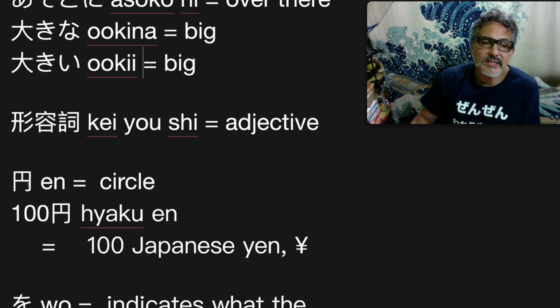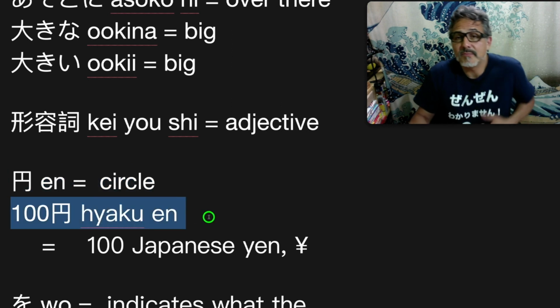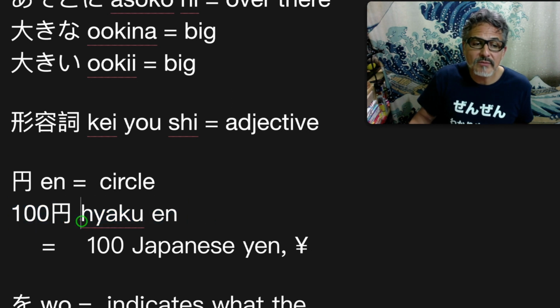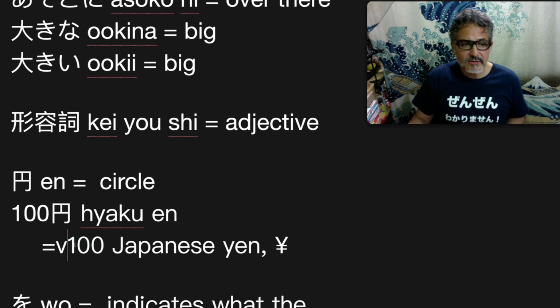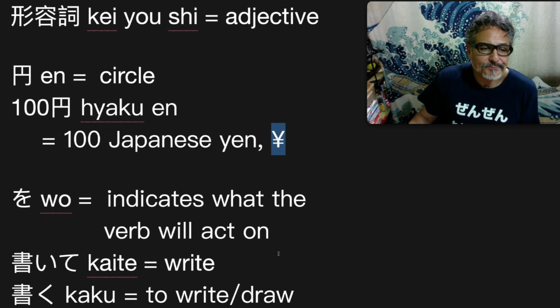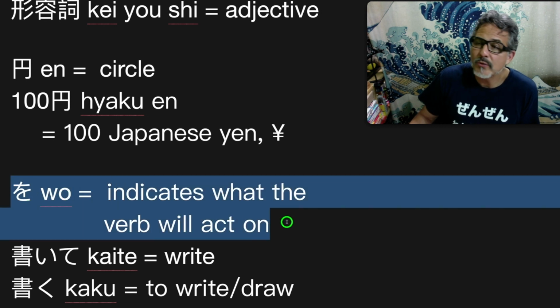Okay, the next kanji, or the next word, is en, which is circle. You may notice that it is also the same en as in the currency yen. So hyaku en, or 100 yen, would be hyaku en, 100 Japanese yen. And in currency circles, we usually use this symbol, right? This is the Japanese version of the dollar sign, the Y. Then we have the particle wo, which indicates what the verb will act on.